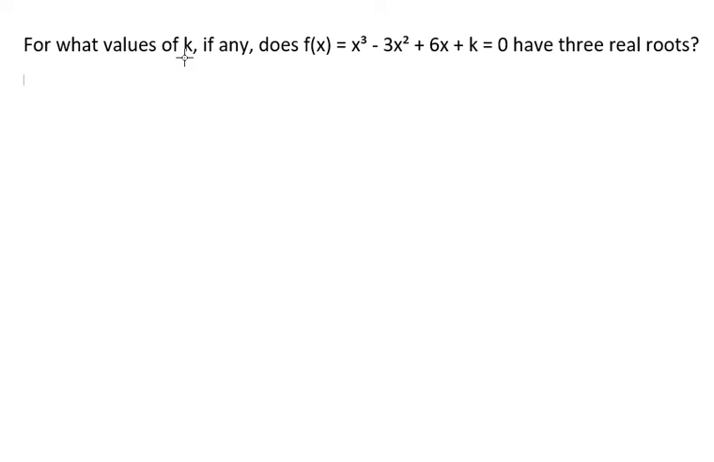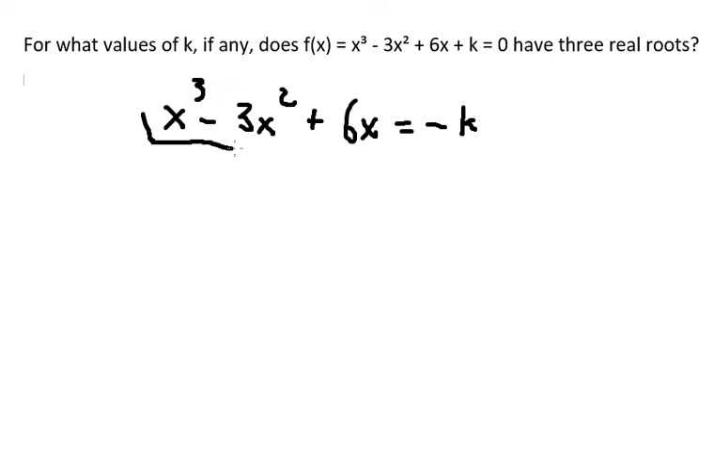We need to find the value of k to make sure that the equation has three real roots. The first thing we need to do is move the value of k to the right, and now we just have s to the power of 3 minus 3s squared plus 6s equals negative k.